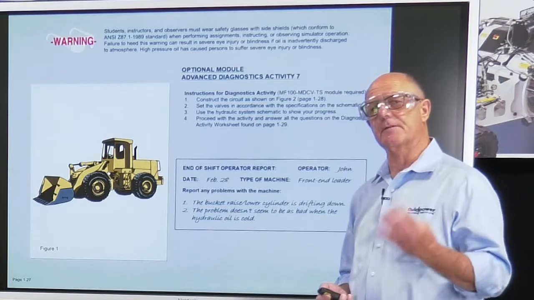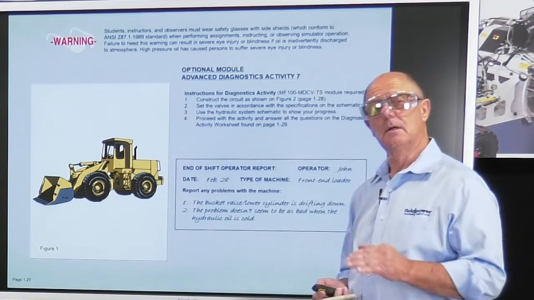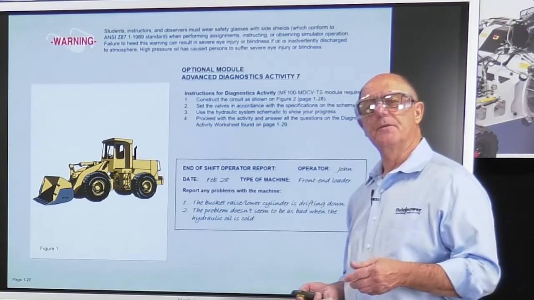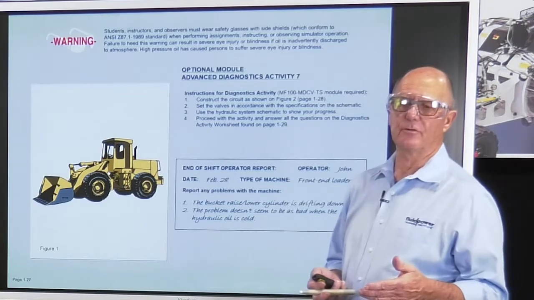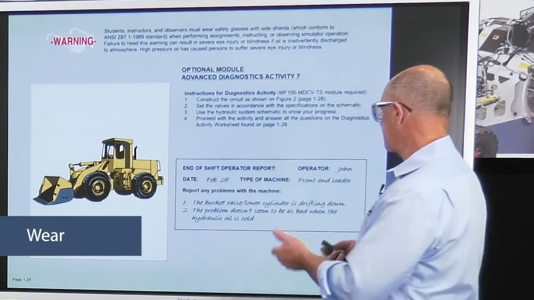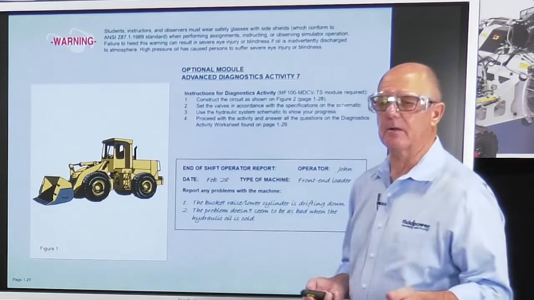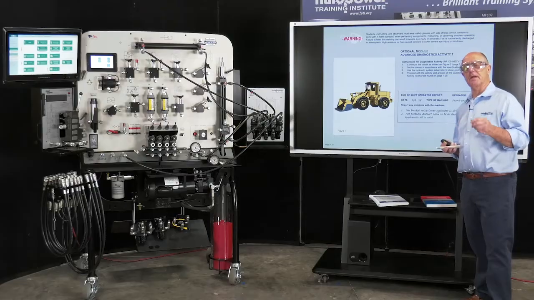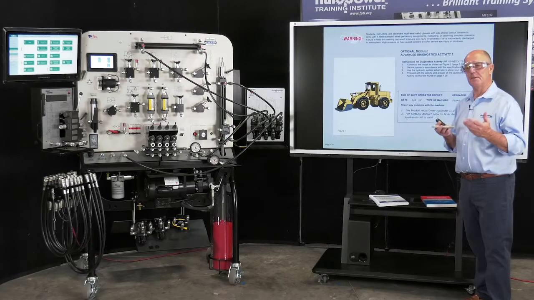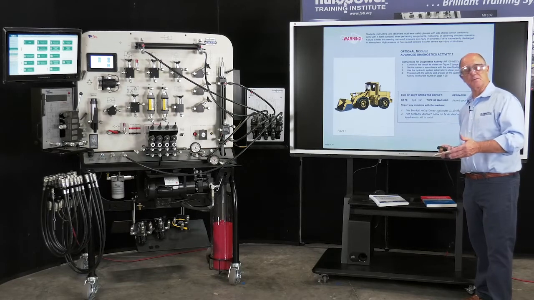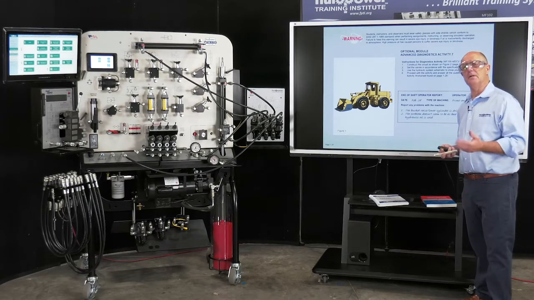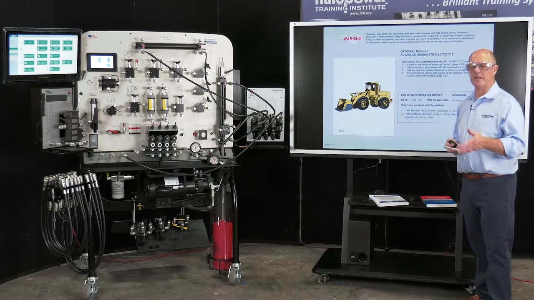Now, there are 3 classifications of problems in hydraulic systems. We have problems that are related to wear. If we have a wear-related problem, the symptom is that as the oil heats up, the hydraulic system slows down, which, by the way, is the most common mechanism of failure in the industry.